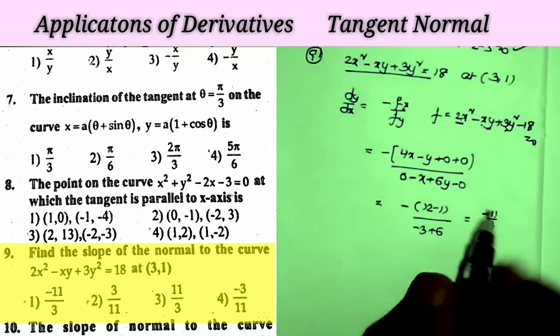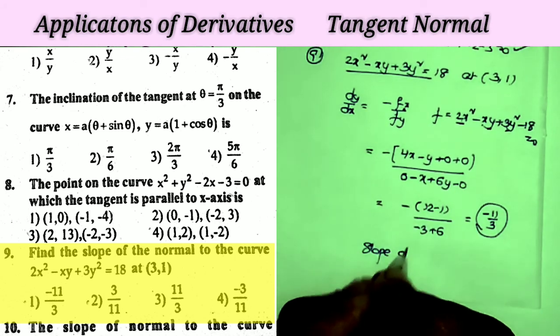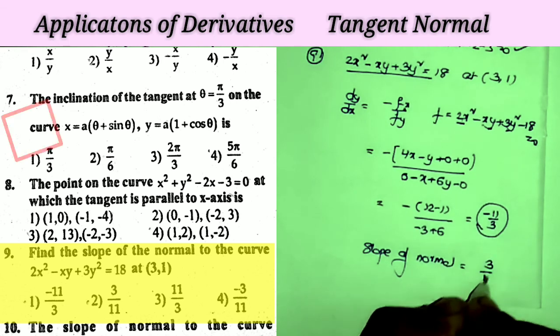So this is the slope of the tangent. Now what is the slope of the normal? Minus 1 by m, that is equal to 3 by 11, and this is the second option.